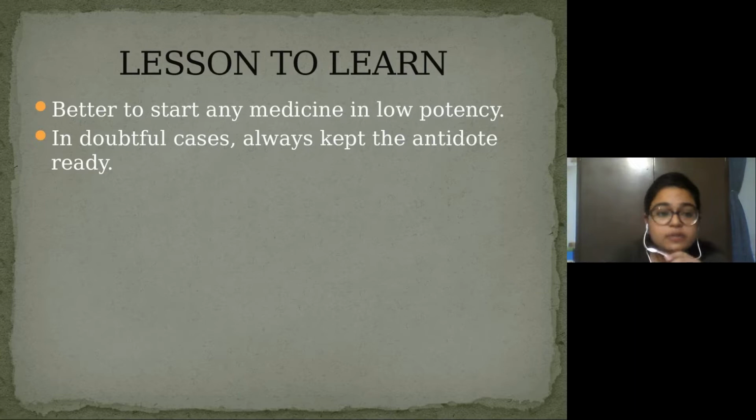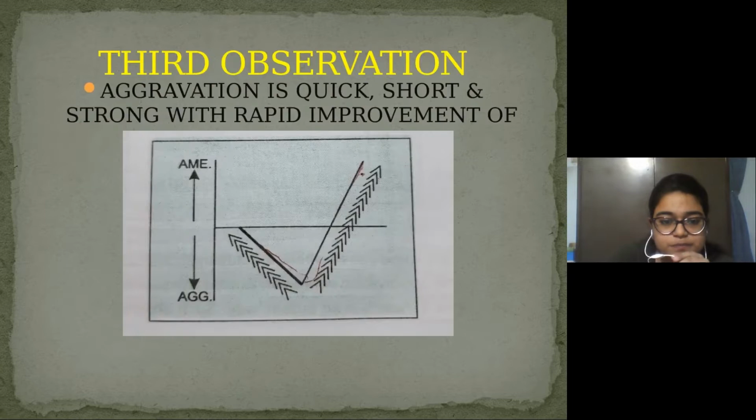Because in doubtful and incurable cases, we never know whether the first observation or the second observation will appear. So we have to always keep the antidote ready, so that if the first observation happens, we can first antidote that remedy, and then administer the perfect remedy for that case.